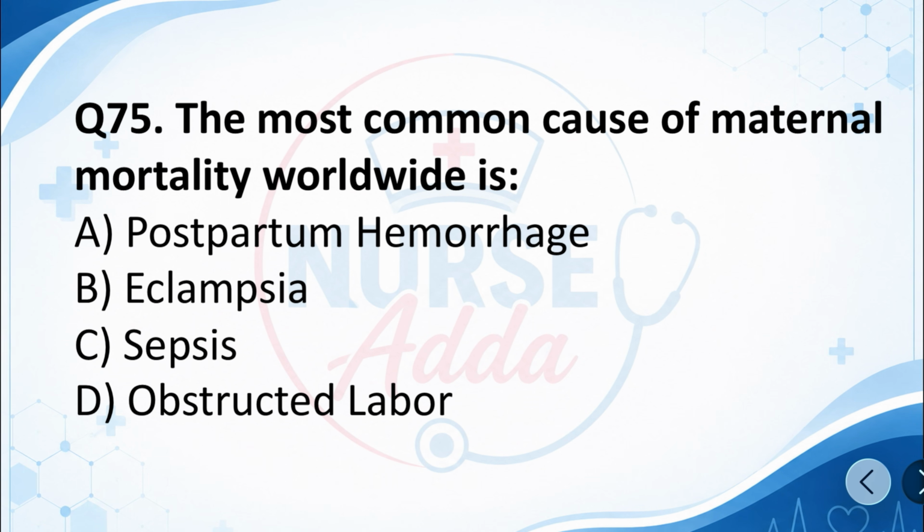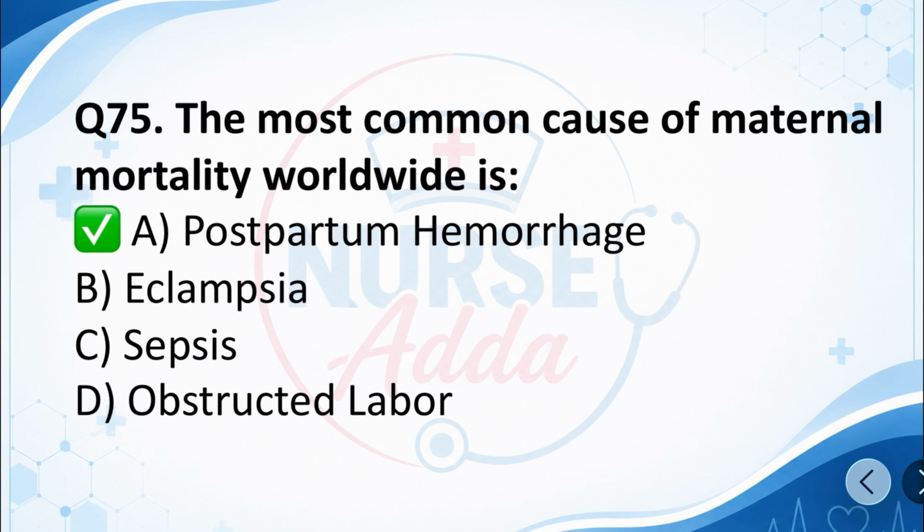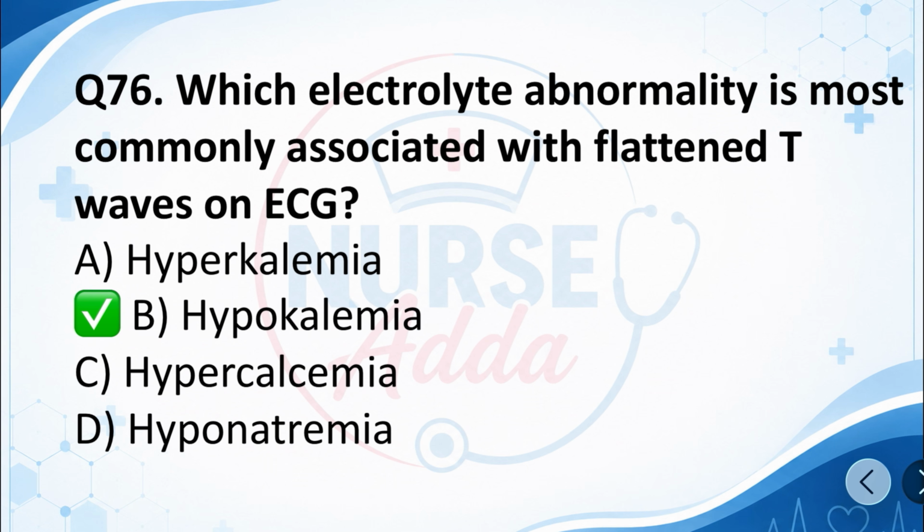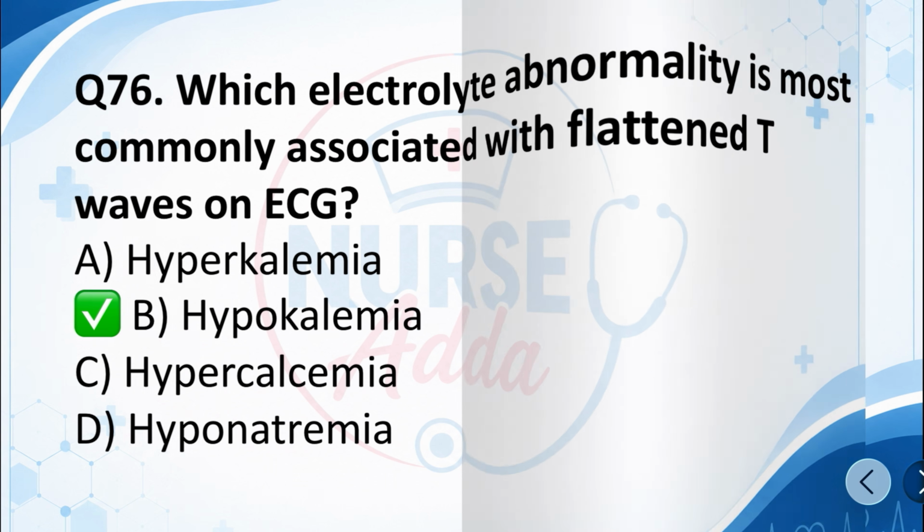Next one, the most common cause of maternal mortality worldwide is? Right answer is option A, PPH or postpartum hemorrhage. Next one, which electrolyte abnormality is most commonly associated with flattened T waves on ECG? The right answer is option B, hypokalemia.